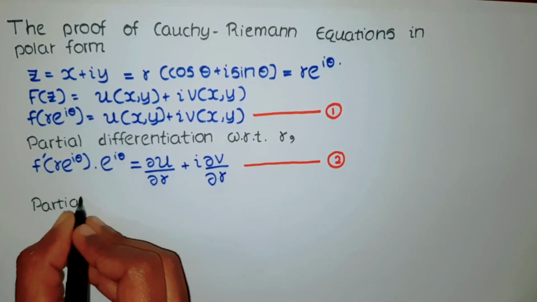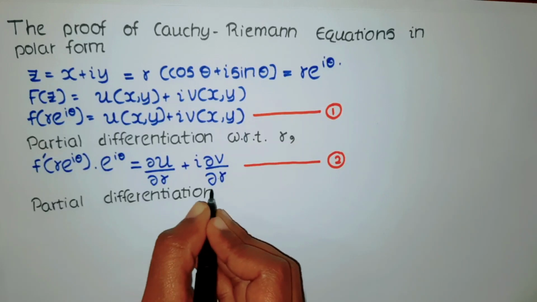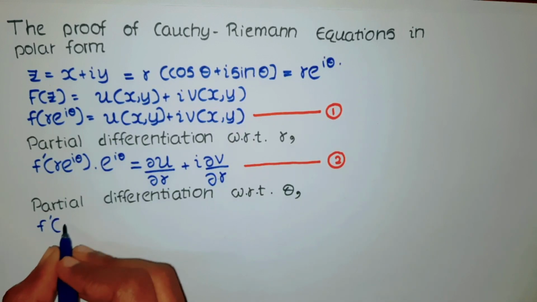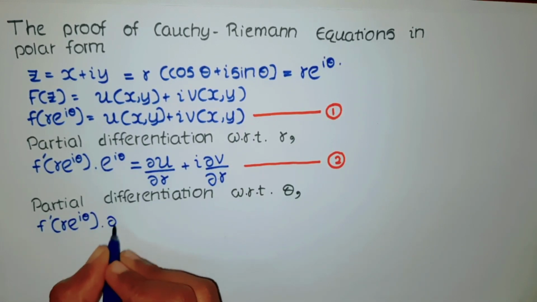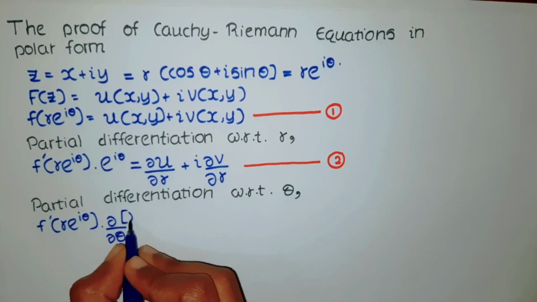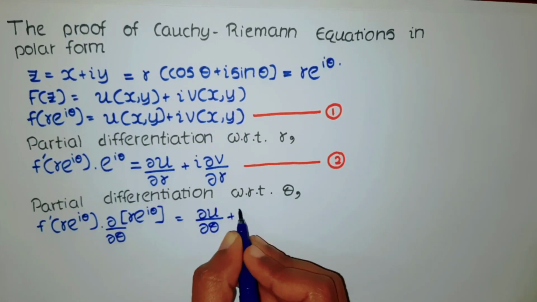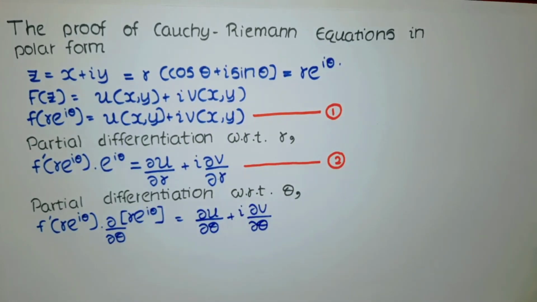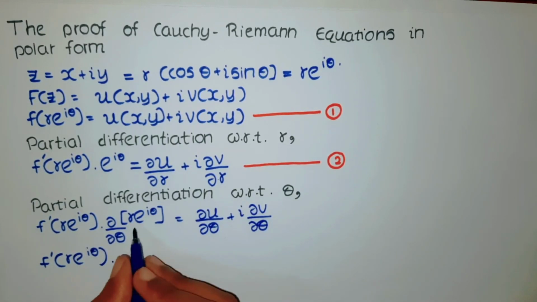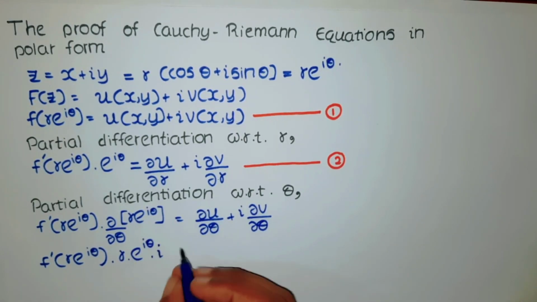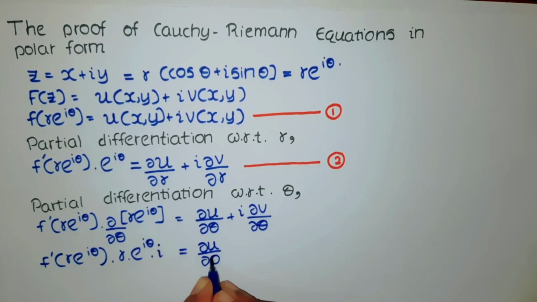Then take the partial differentiation of equation number 1 with respect to θ. That is f'(re^(iθ)) times the derivative of re^(iθ) with respect to θ equals ∂u/∂θ plus i times ∂v/∂θ. Then solve it. f'(re^(iθ)) times re^(iθ) times i equals ∂u/∂θ plus i times ∂v/∂θ.